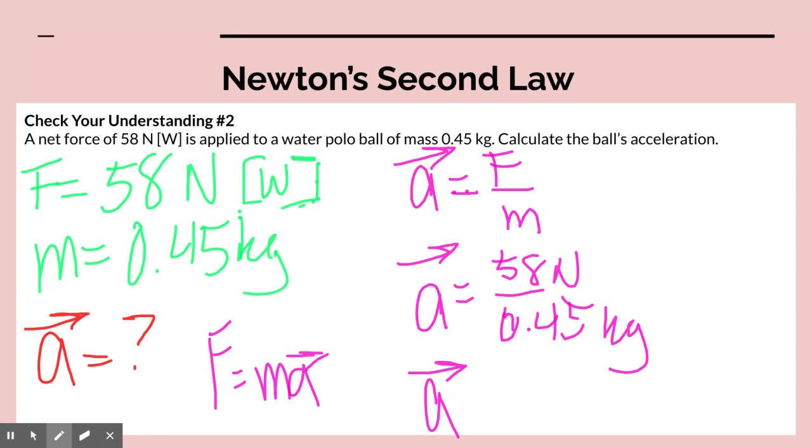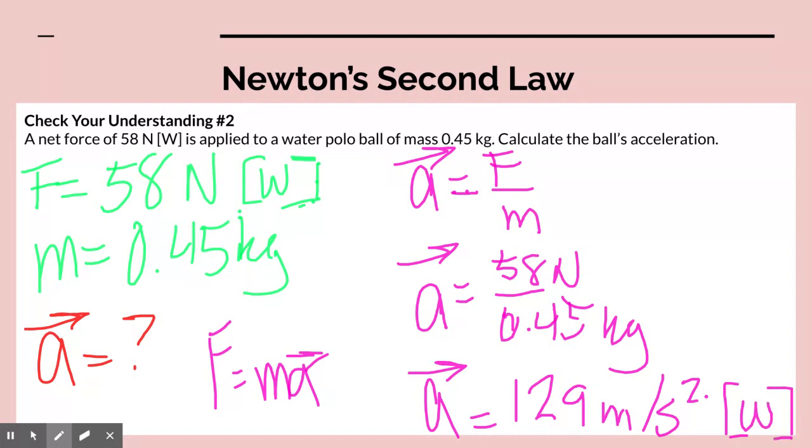Our acceleration here is going to be equal to 58 divided by 0.45. And what we're left with is 129 meters per second. Now, we're not done yet. Meters per second in which direction? To the west. Okay. Now, if we wanted to draw a free body diagram of what's happening here, and this is the answer, by the way.